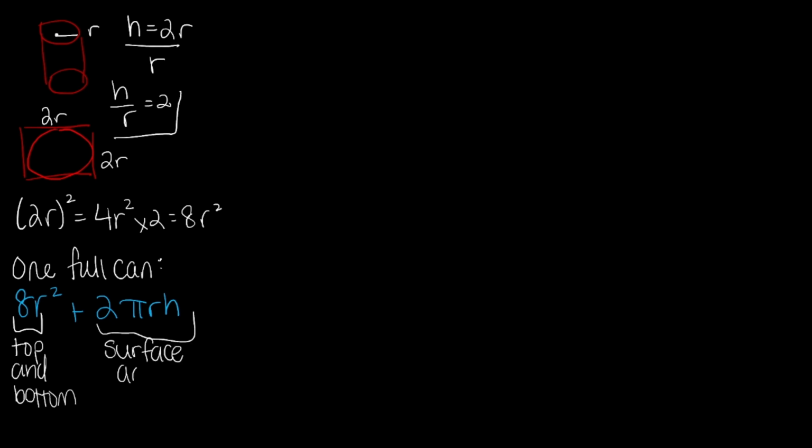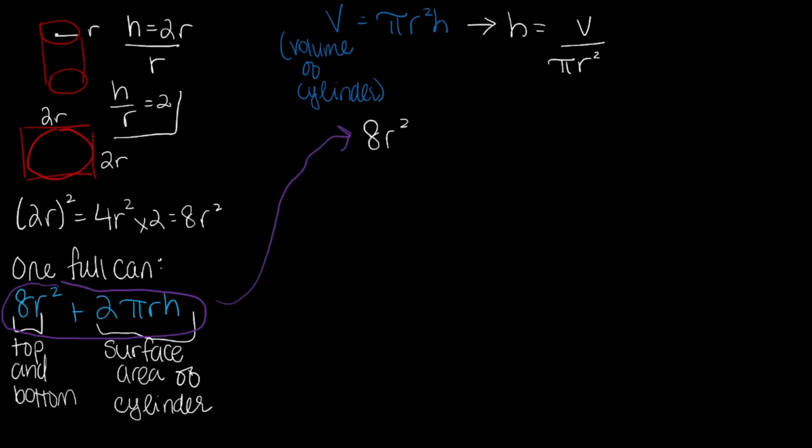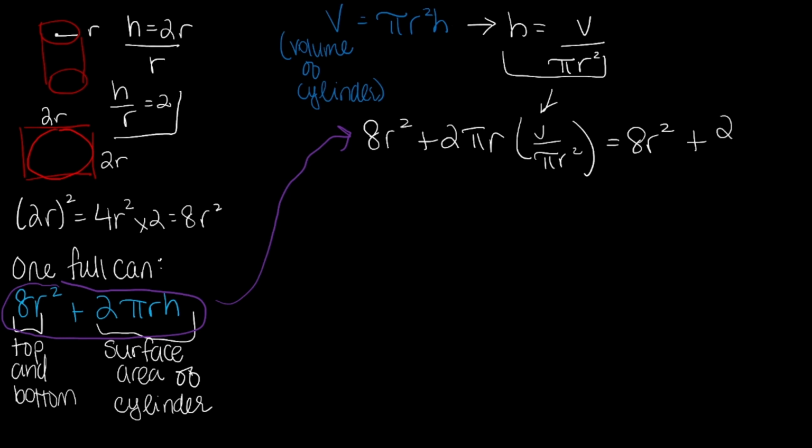cylinder. We know that the equation for the volume of a cylinder is pi r squared times h equals v, where v represents volume. By moving some variables around, we can see that h equals v over pi r squared. Now that we have a value for h, we can plug it into the previous equation. The updated equation for all the metal needed to make one full can is now 8r squared plus 2 pi r times v over pi r squared. We can factor out the pi and the r to simplify the equation to 8r squared plus 2v over r.